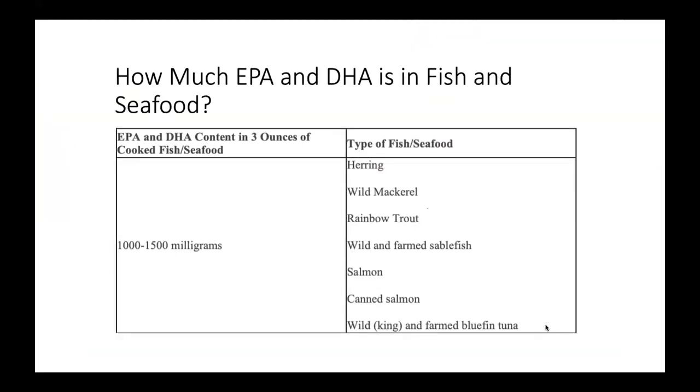So these are some of the fishes that are higher in omega-3. It's a box which says that 3 ounces of herring, mackerel, trout, salmon, and all these fishes contain a good amount of EPA and DHA, which are omega-3 fatty acids.